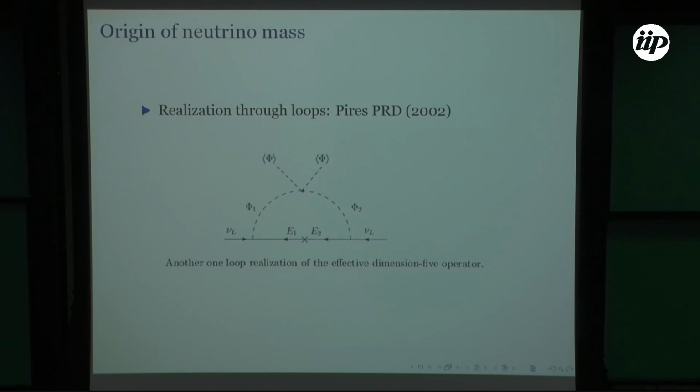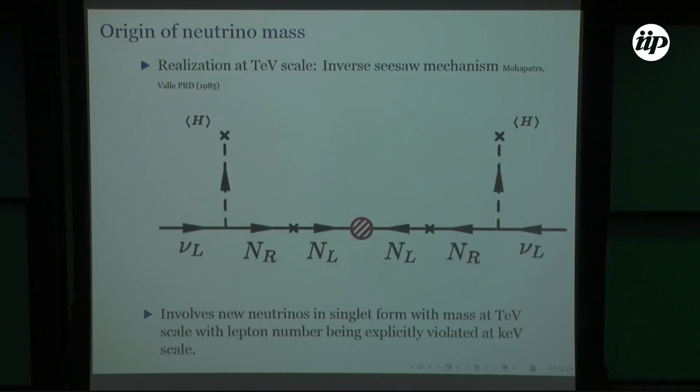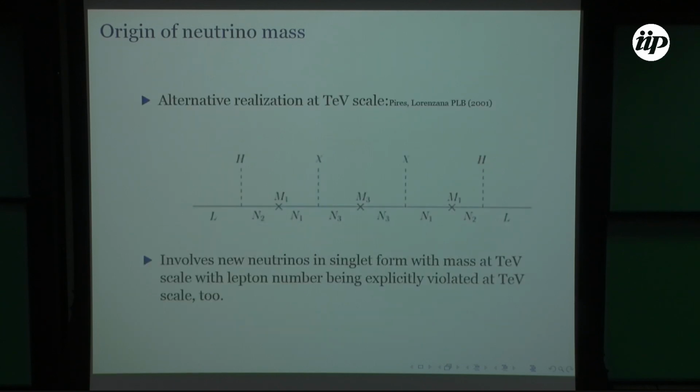And at TeV scale, you can realize that effective operator through the inverse seesaw mechanism. This is the inverse seesaw mechanism. And these new neutrinos here belong to the TeV scale. An alternative inverse seesaw mechanism involves another right-handed sterile neutrino with mass at TeV scale.